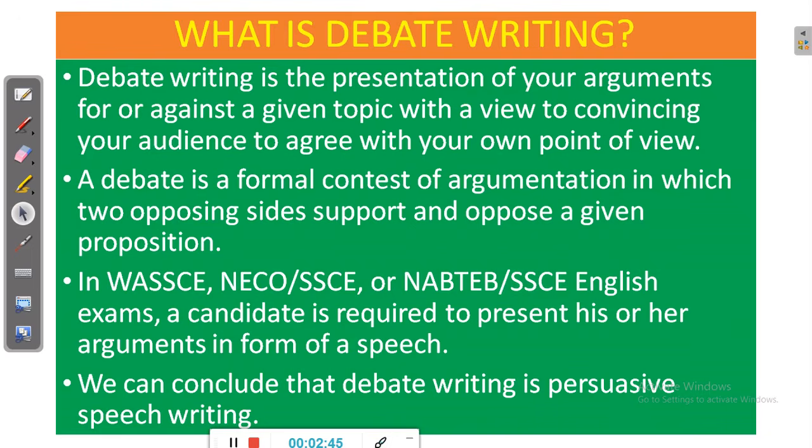In the West African Senior School Certificate Examination and the National Examinations Council Senior School Certificate Examination or NAPTEC SSCE English exams, a candidate is required to present his or her arguments in form of a speech. So we can conclude that debate writing is simply persuasive speech writing. To write a debate is to write a persuasive speech. All right?